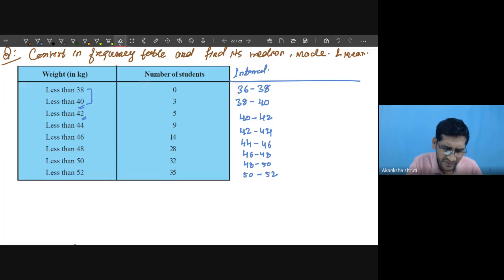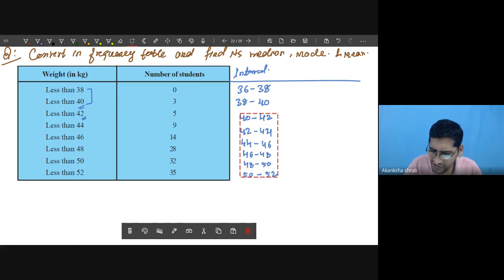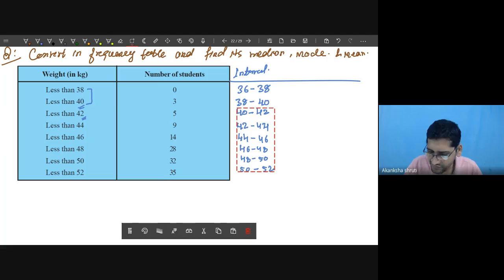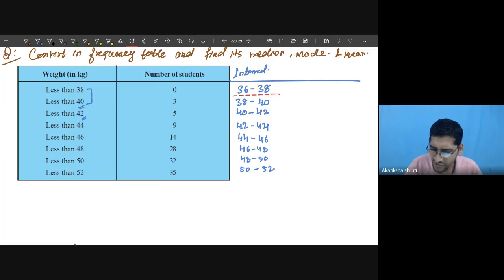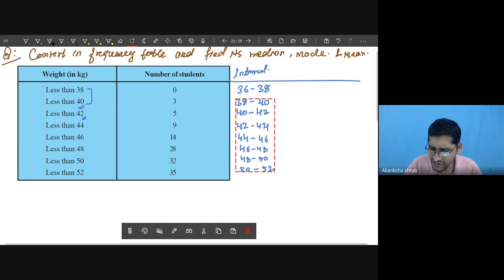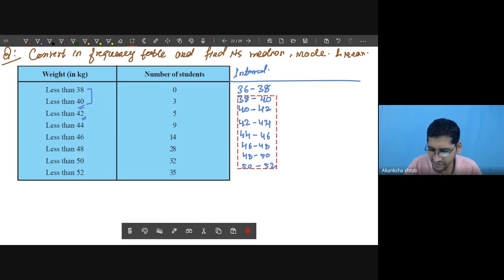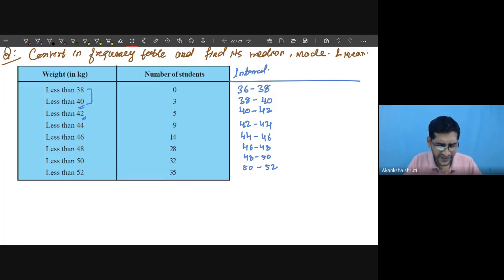Okay, students. So this way you have to write, or you have to tabulate. After this, we need to write the frequency also. Writing frequency is very easy. So it is the frequency, or number of students basically.